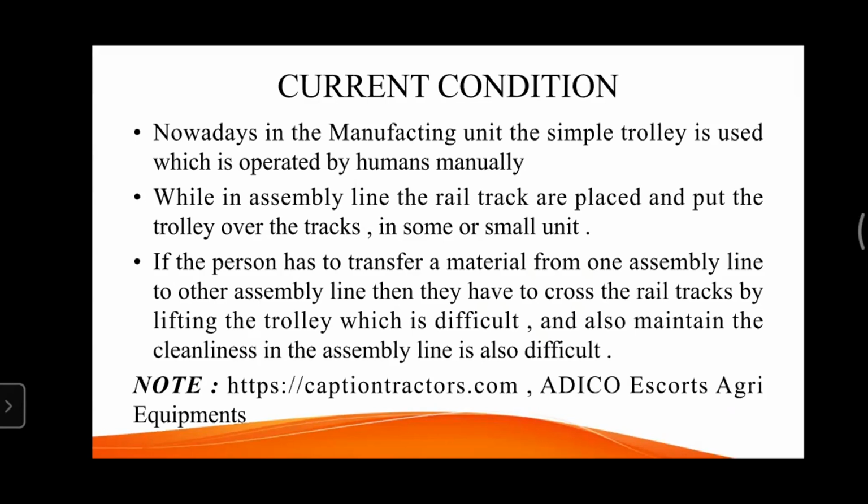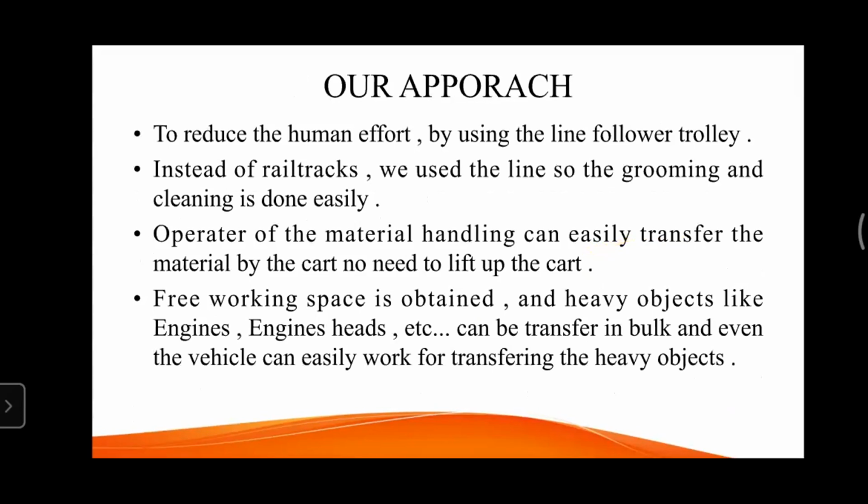Next, Jarmin will continue. As Smitesh has described, we have physically gone to the company and seen the problems faced by the workers in the assembly line, or manufacturing unit. Now, what is our approach to reduce human effort using the line follower trolley? Instead of rail track, we use a line, so the grooming and cleaning is done easily. The operator of the material handling can easily transfer the material by the cart. No need to lift up the cart. Free working space is obtained, and heavy objects like engine heads, etc., can be transferred in bulk, and the vehicle can easily work for transferring heavy objects.